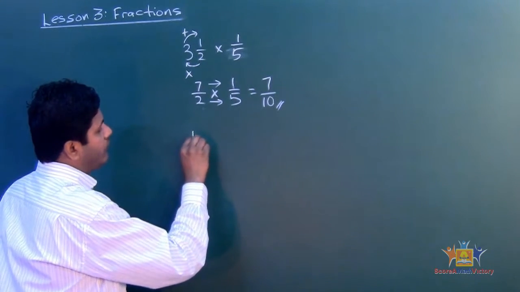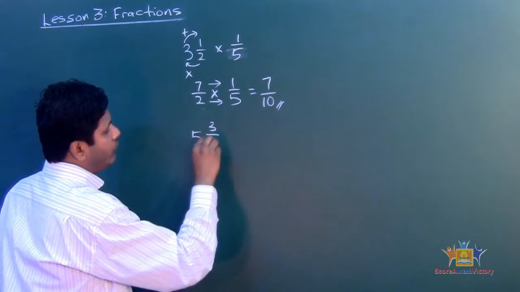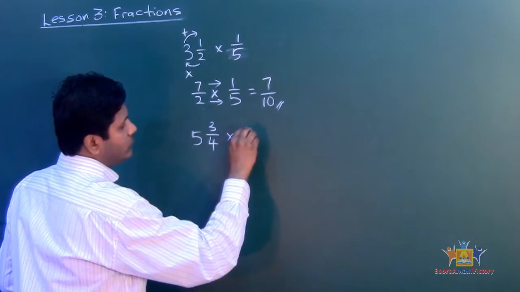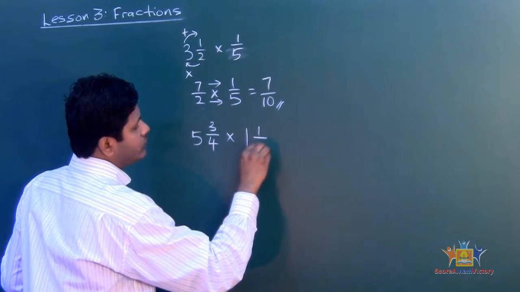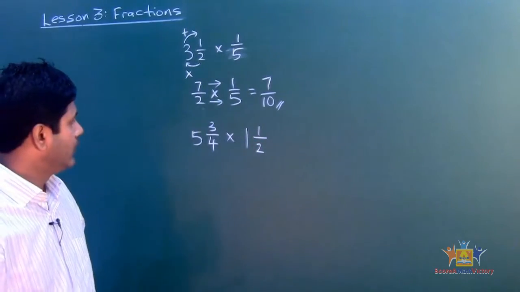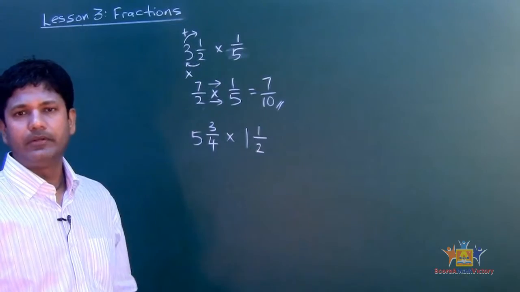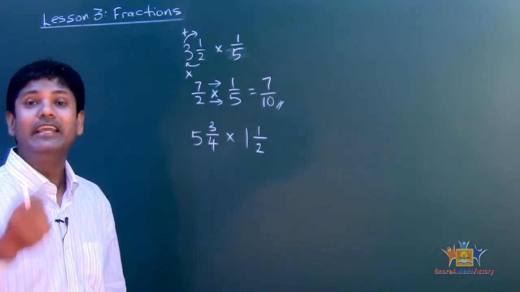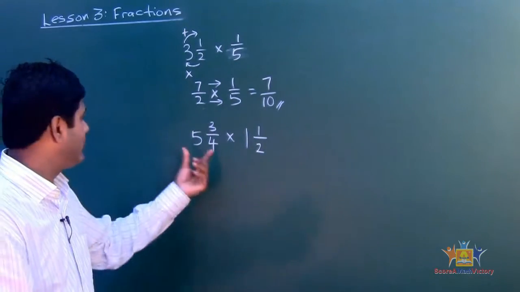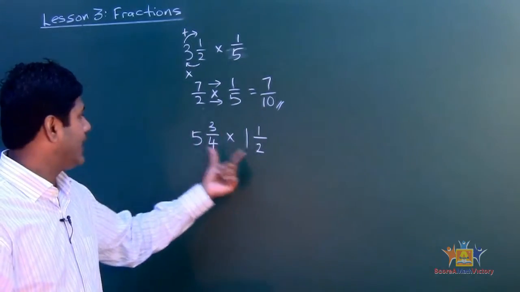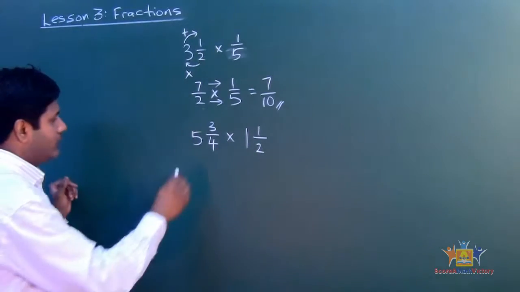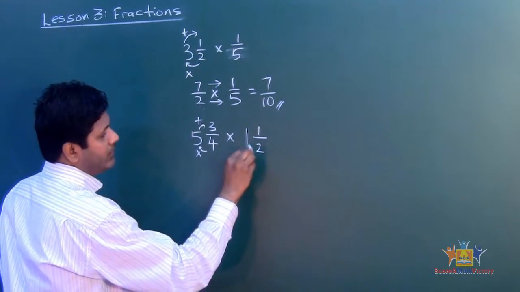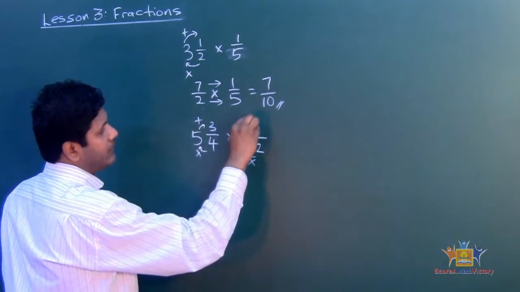Let's say I have 5 3 over 4, and then I'm going to multiply that with, let's say, 1 over 2. This time I got a mixed number and a mixed number. So what do I do? I convert both of them into improper fractions because they have to be in the form of fractions. They cannot be in the form of mixed numbers. So I'm going to use the semi-rotation method. I'm going to multiply first and then I'm going to add. Semi-rotation method also on this one. Multiply first and then I'm going to add.